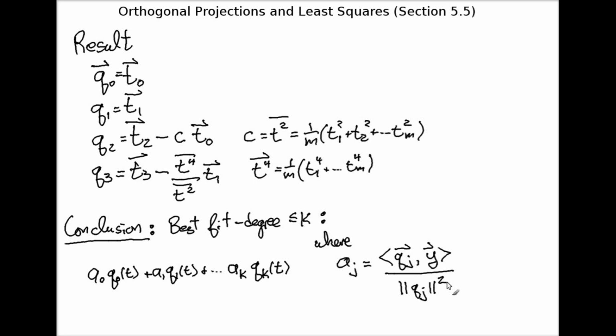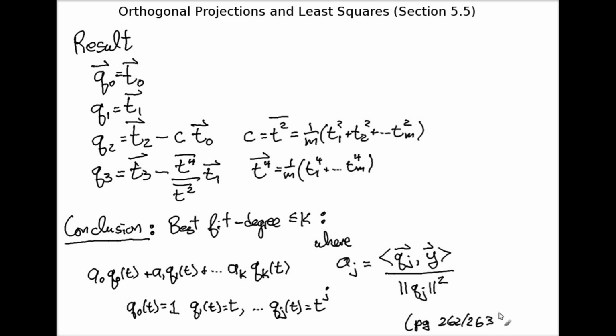And each qi, q0 of t is function 1, and q1 of t is just the function t, dot dot dot, qj of t is the function t to the j. Okay, so I skipped a couple of steps in here. You might want to see pages 262 and 263 for a little more details, but let's just wrap this up with an example.